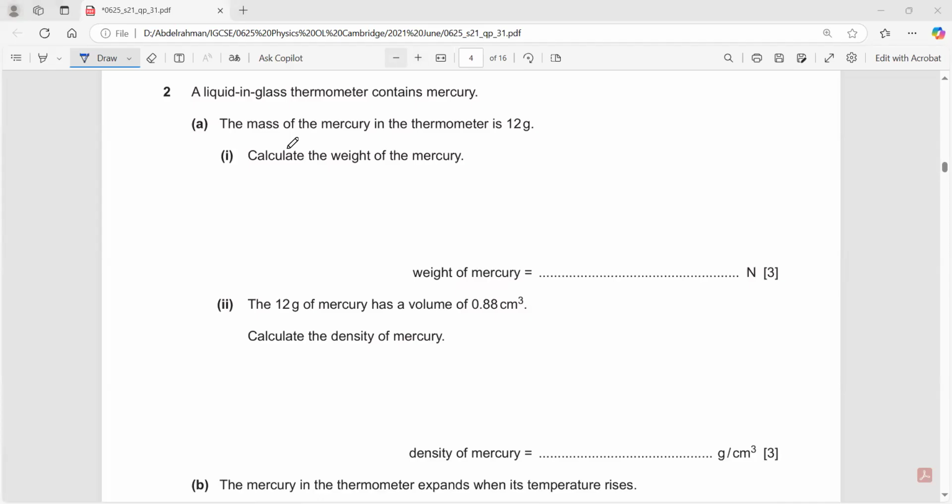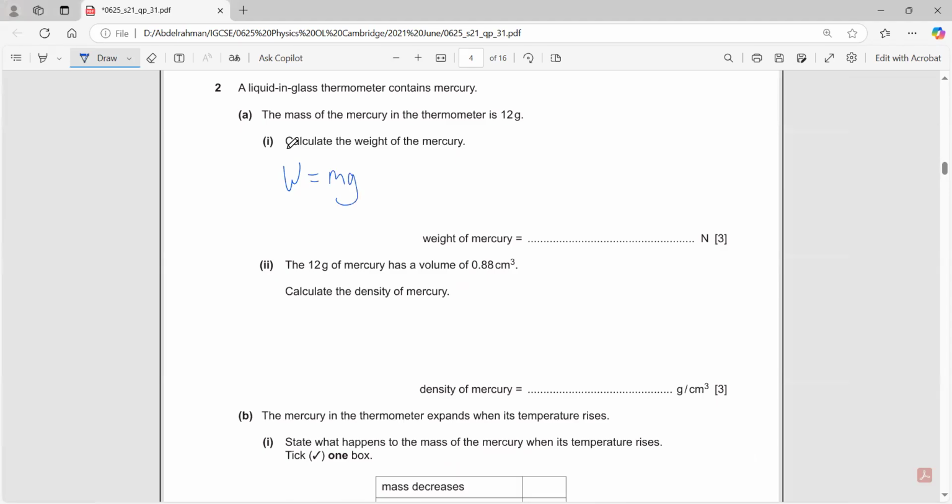Weight equals mg. Most of you might say 12 times 9.8, which is very close to 120 newtons, which would be wrong. Why would it be wrong? Because first of all, you need the mass to be in kilograms. The mass must be in kilograms, so 12 divided by 1000.